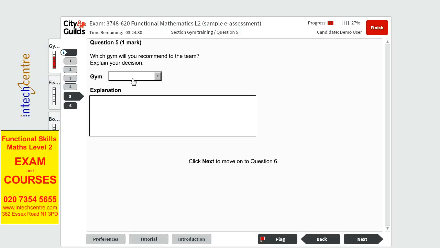Question 5. Again, it's 1 mark. Which gym will you recommend the team? Explain your decision. So I would recommend Bullish Gym because it's the cheapest. Cheapest option.